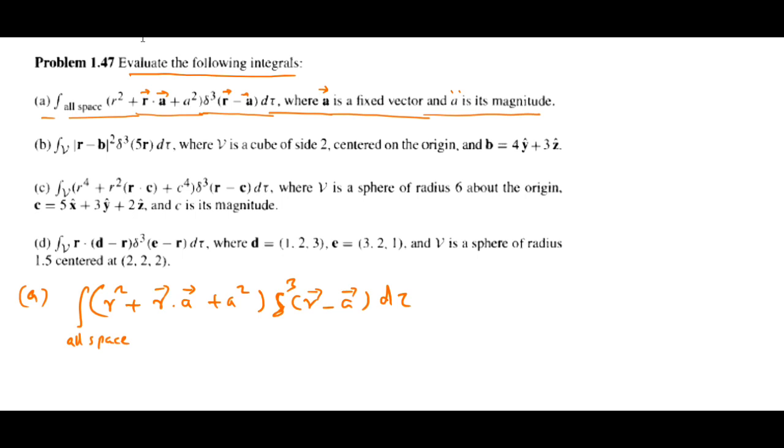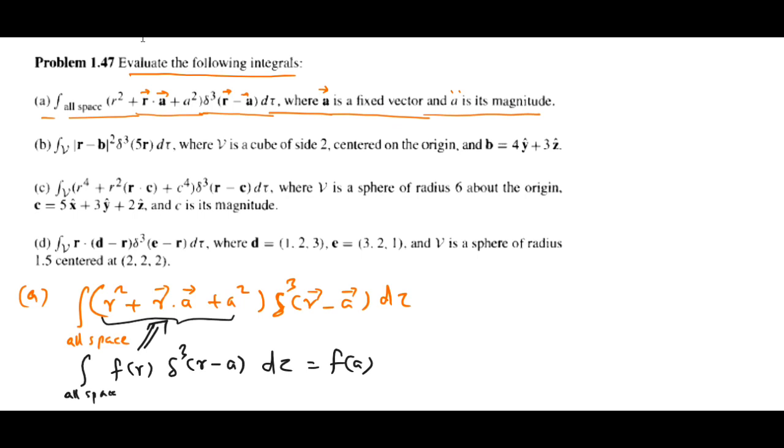What we will do? Let us compare with the standard equation: the integral over all space of f of r delta cube of r minus a d-tau is equal to f of a. Okay, this is very clear. This is nothing but our f of r, and our a is here a. This f of r is equal to r square plus r dot a plus a square.